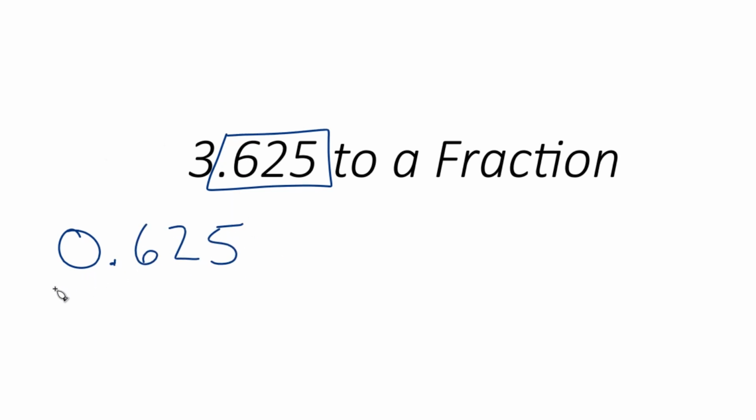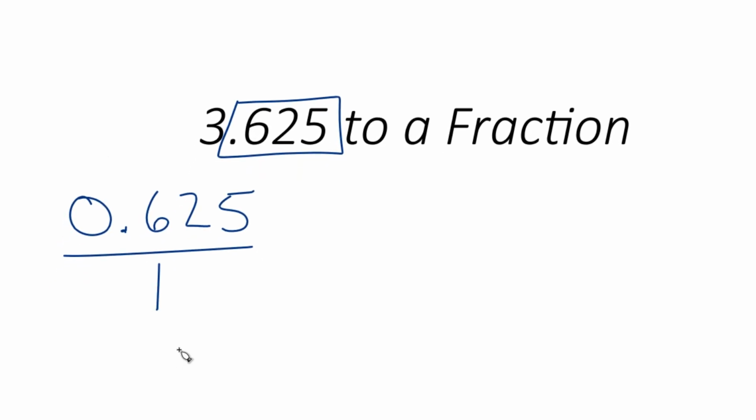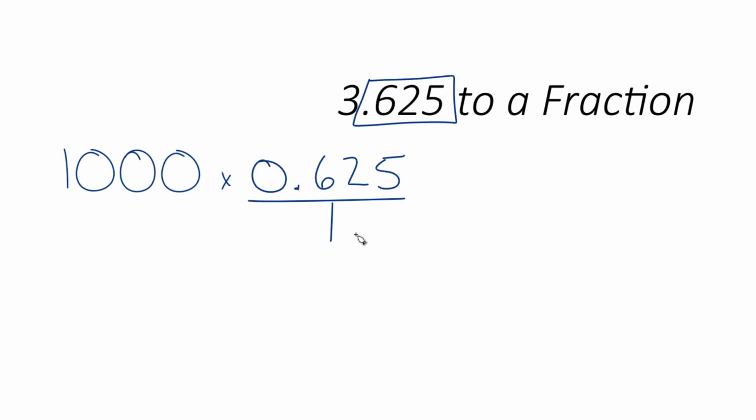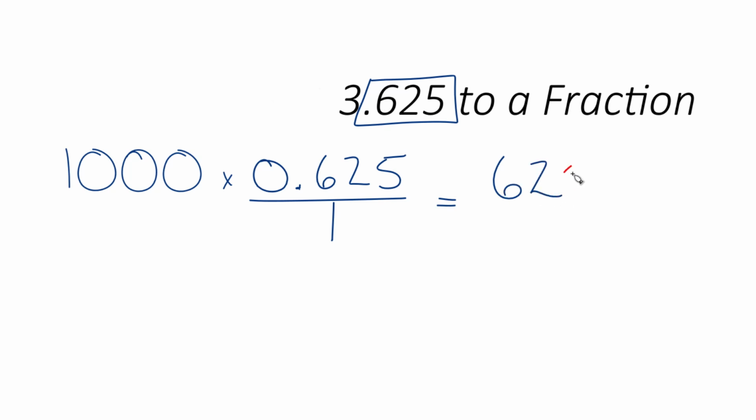Well, first off, let's just call it 0.625 over 1. We're just dividing by 1, but now we have the start of a fraction. If we could get this here, 0.625, to be a whole number, that'd make things a lot easier. So why don't we take and multiply this by 1,000? That'll give us a whole number. Let's move this over a bit. Because now 1,000 times 0.625 is 625. We have a whole number.